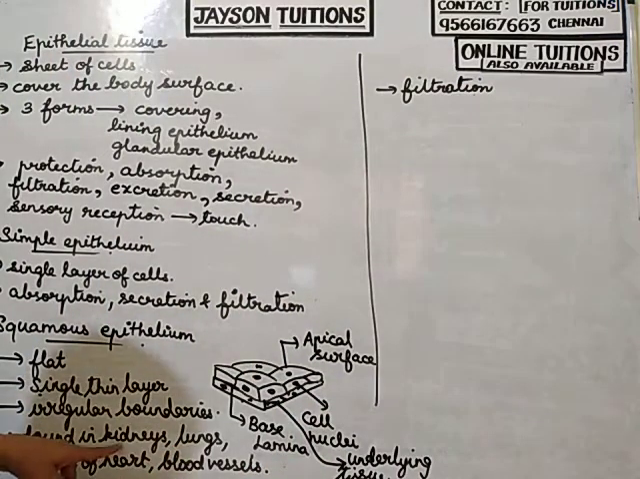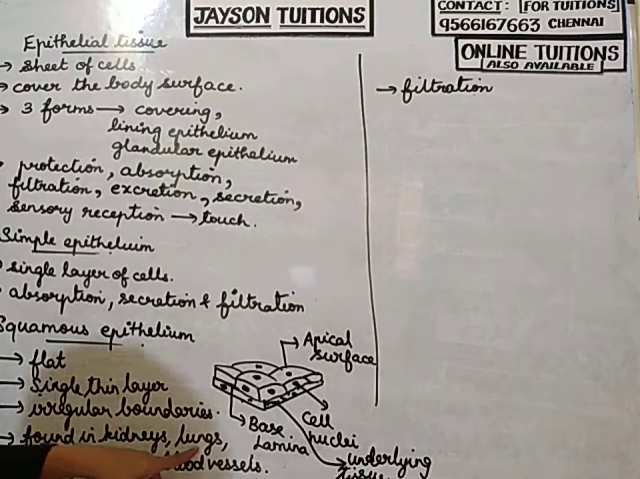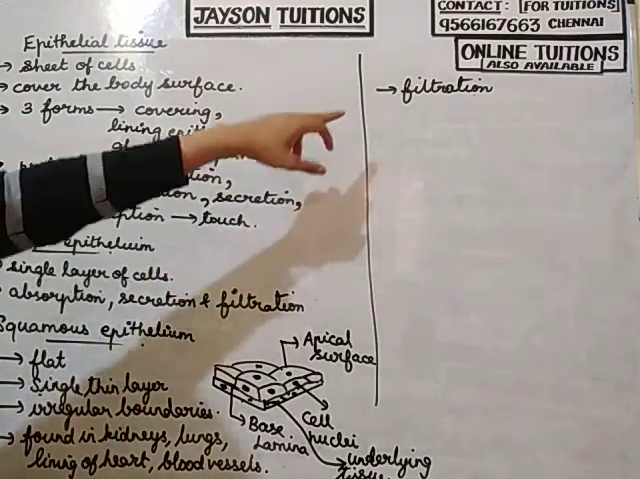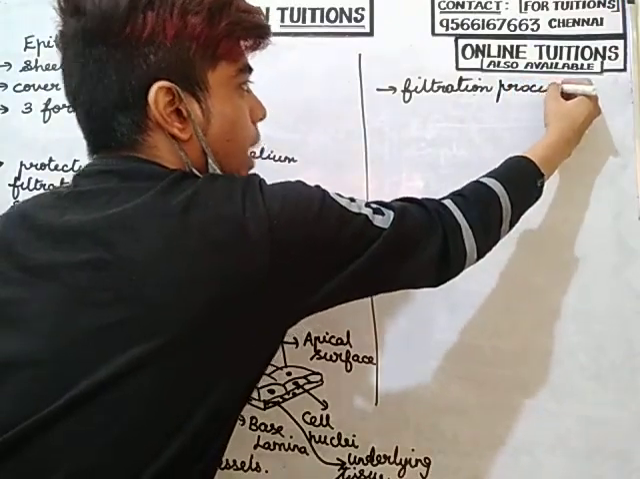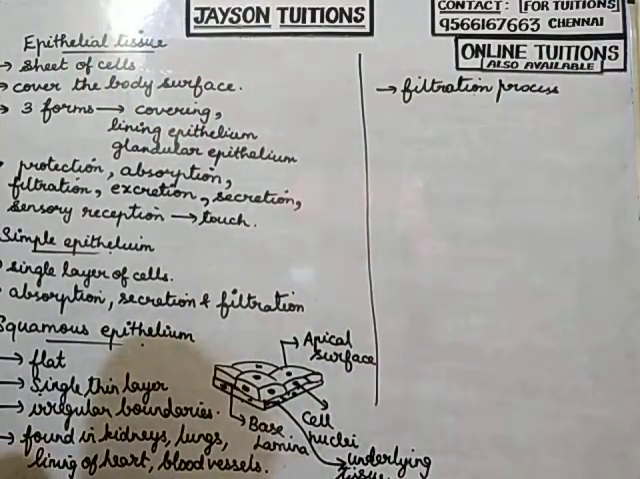That means the kidney will filter the urine. Lungs will filter the air. If any dust is coming, it will filter and allow only the pure air. And the heart will filter the blood. So all the filtration process will be done by this squamous epithelium.